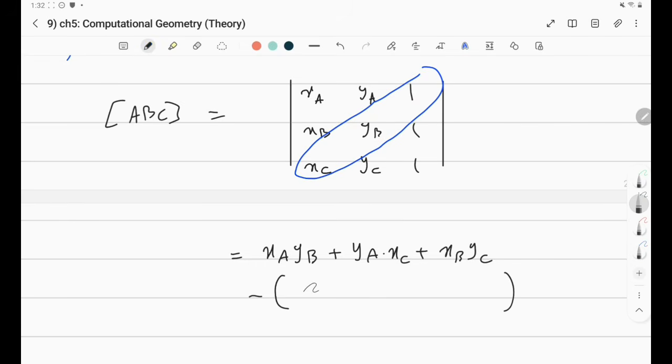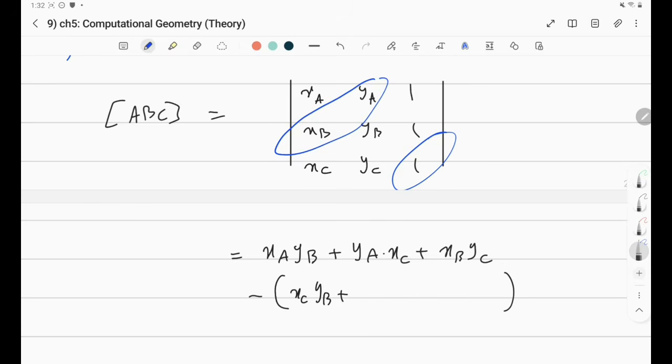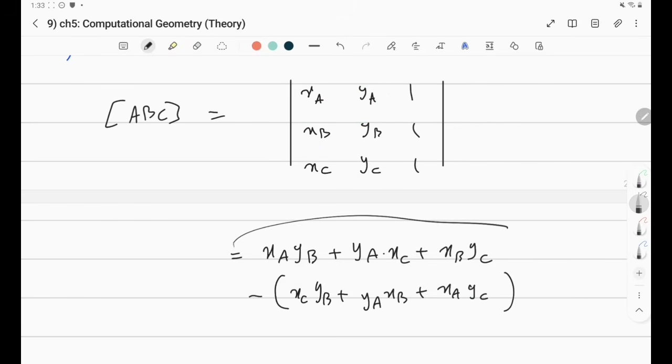So now it's xc yb, and we continue the same way. We go then like this, ya xb, and then we just add xa yc. I think now you got the pattern. So right now we have calculated this. So this is basically the area for the triangle.